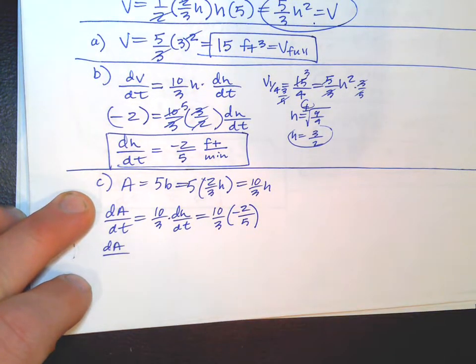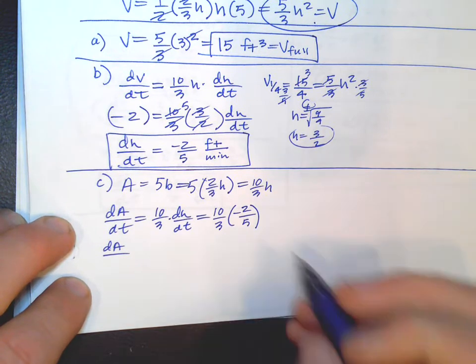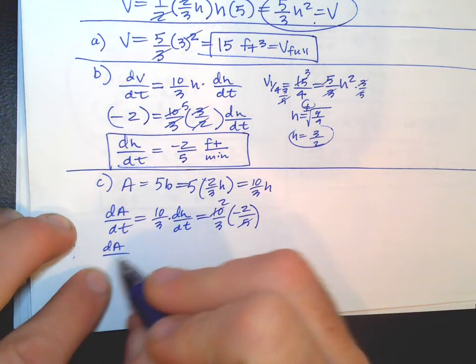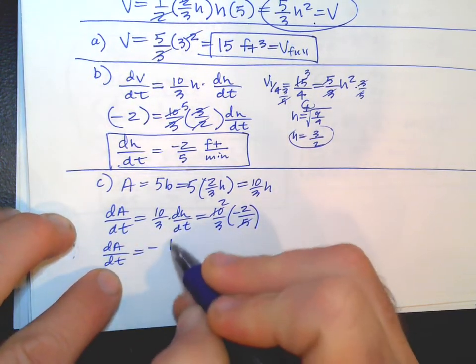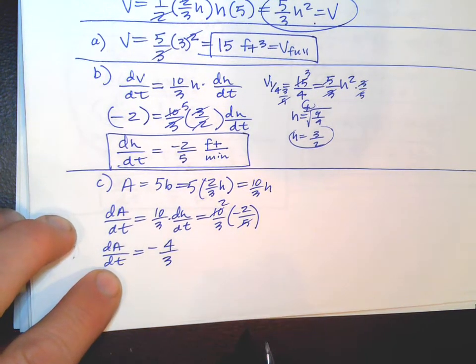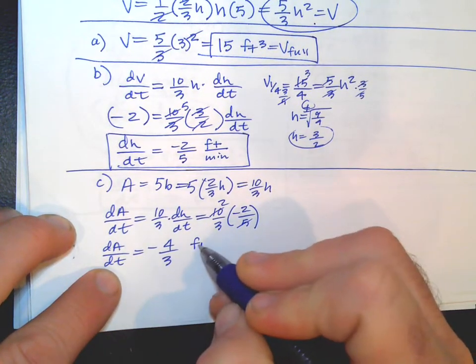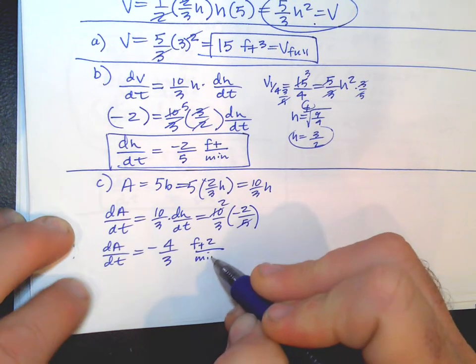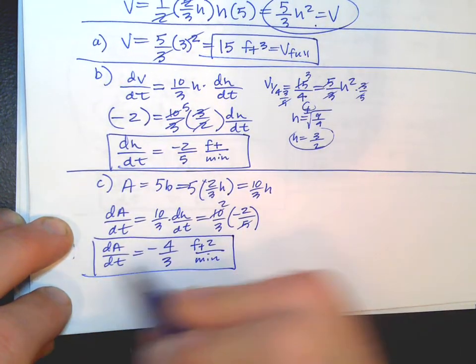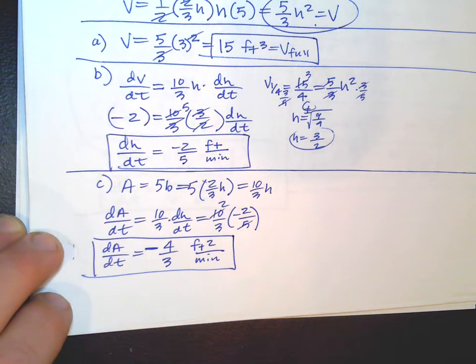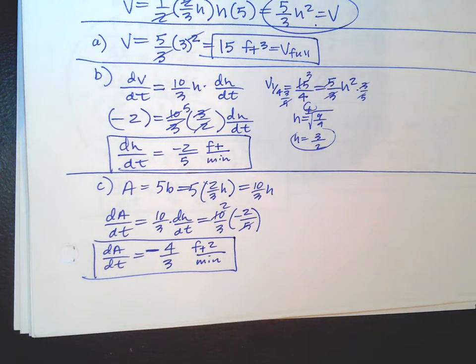And we don't actually need the height. So dA/dt is going to be -4/3. The units are area, feet squared, over time, minutes. And it's negative because it should be getting smaller, because the water's coming out. The water level's going down. The area of that square on top gets smaller and smaller. So there you go.